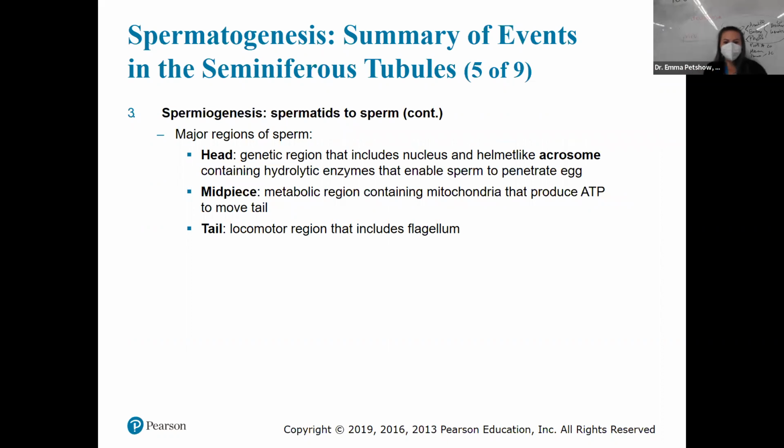The head has the genetic region and this helmet, the acrosome, which has these hydrolytic enzymes that allow a sperm to penetrate an egg. The mid piece is their metabolic region that can produce ATP using typically fructose. And the tail is the locomotor region that contains the flagellum.